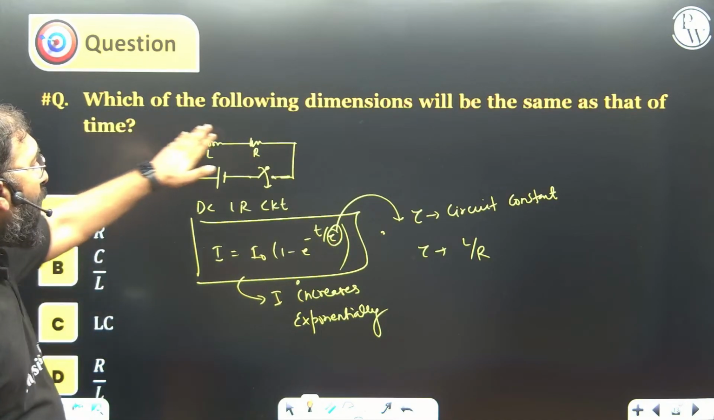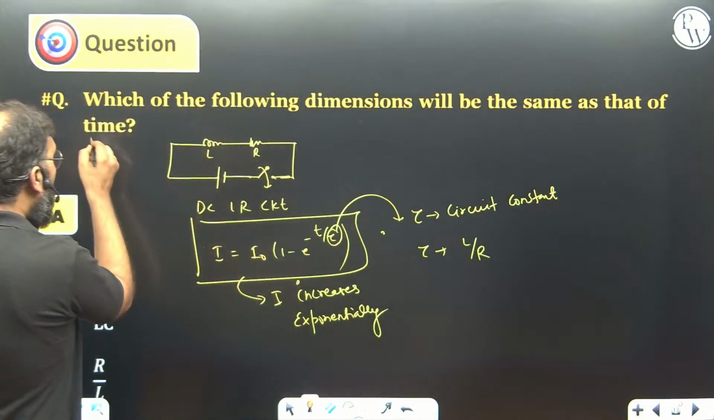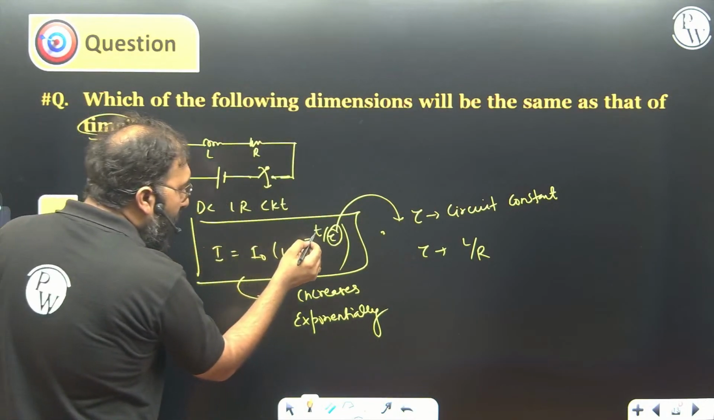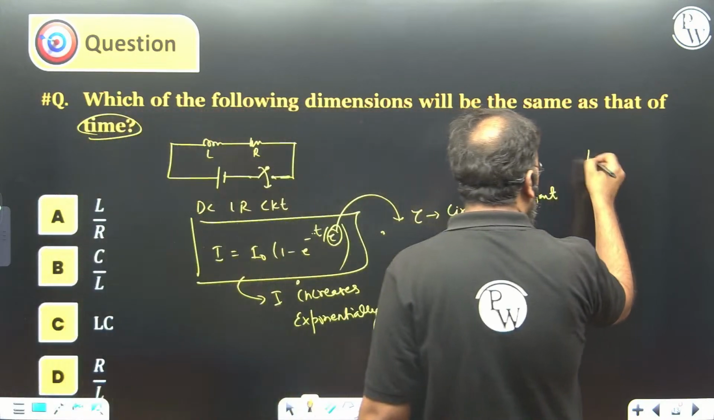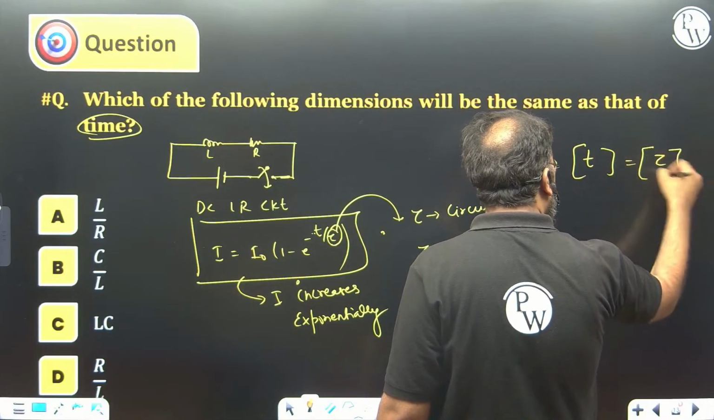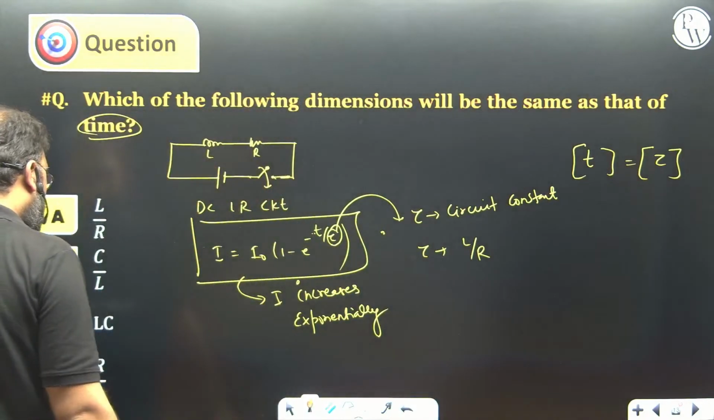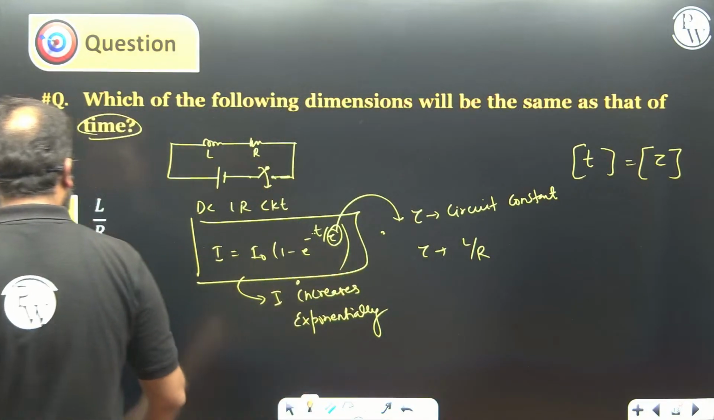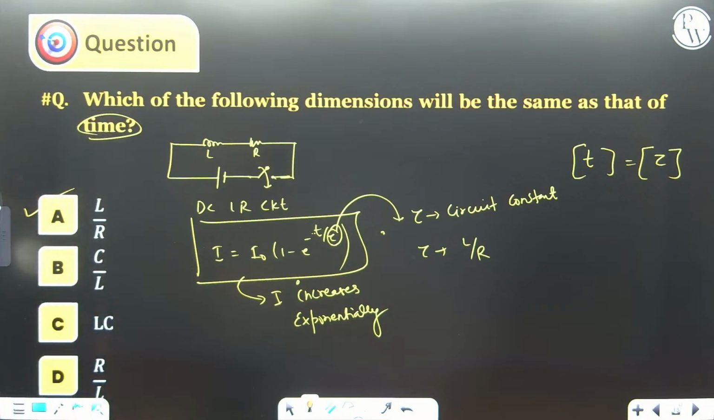So which of the following dimensions will be same as that of time? The dimension of t and the dimension of tau is the same, okay? And tau is what? This is L by R. So the first option is correct.